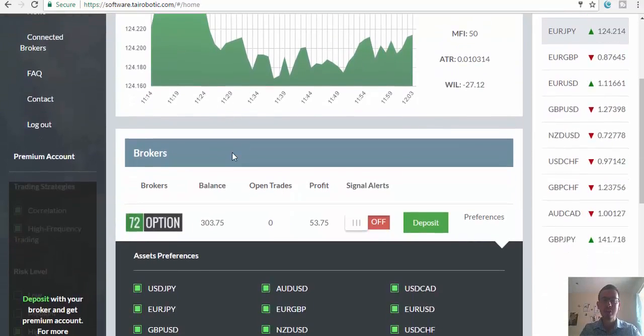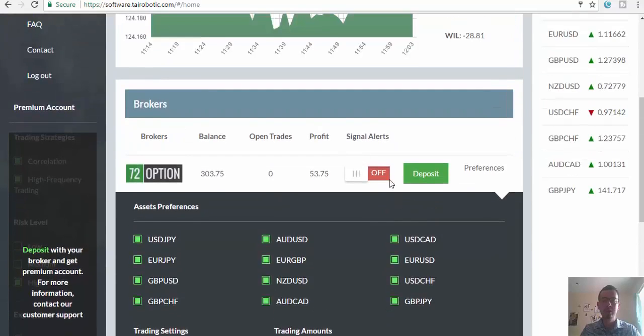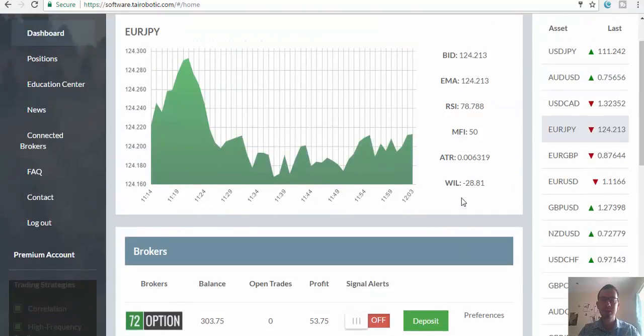So here we go, guys. Yesterday, just by turning on the auto trader, I was already able to generate $53.75. So anyway, I'm gonna turn the auto trader on now, and we're gonna see what kind of trades it will place. I will give it a little bit of time, so we're gonna see.